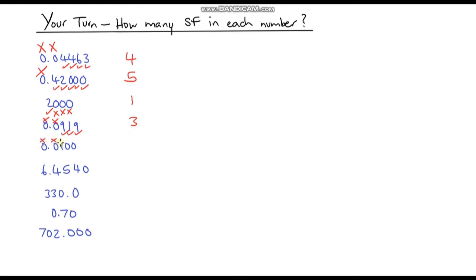Not significant, and then significant, significant, significant, because we've got a decimal point. So there's also 3. Now here we've got significant, significant, significant, significant, and then this one is significant as well because we've got a decimal point. So there are 5 in total. 330.0, again, we've got significant, significant, and then these two are also significant, so there's 4 in total. The first 0 is never significant, and then we've got significant, and that one is also significant, so there's 2. And then the last one, we've got six significant. So there are 6 significant figures in that last one.